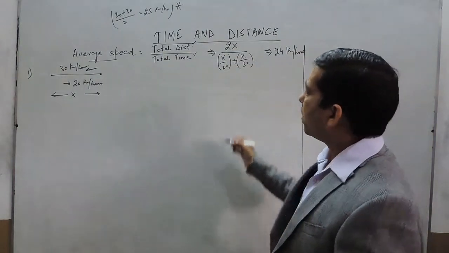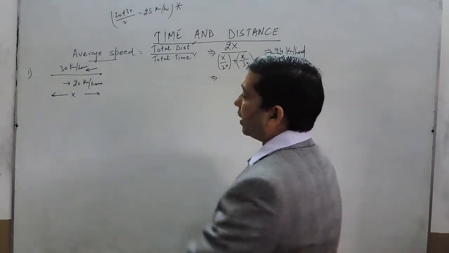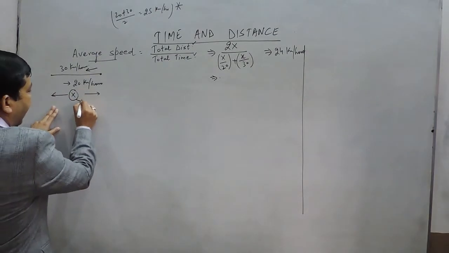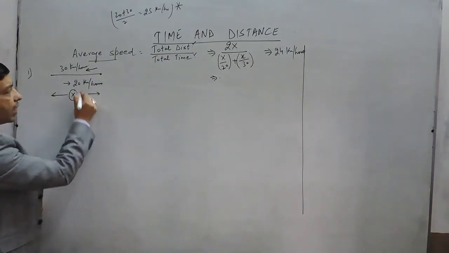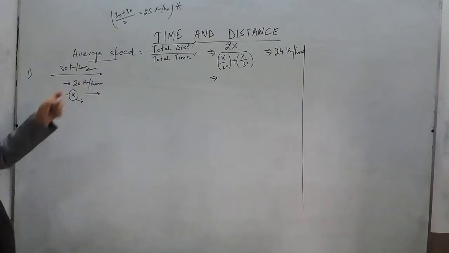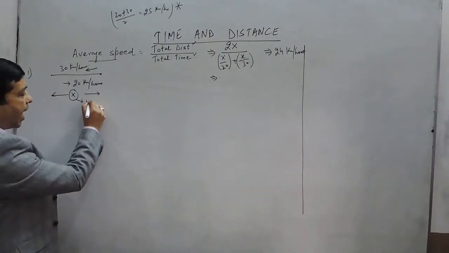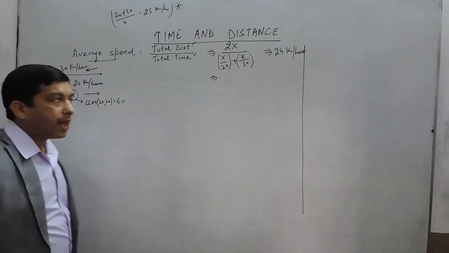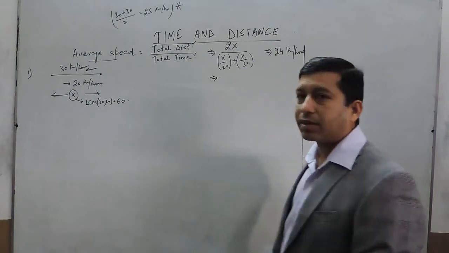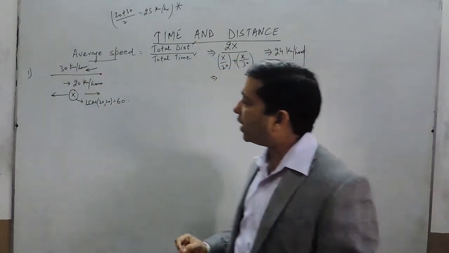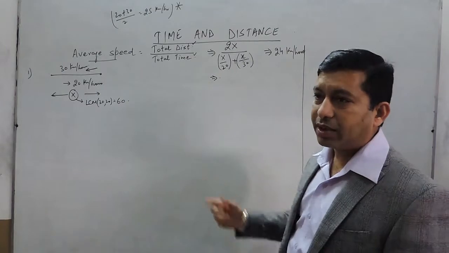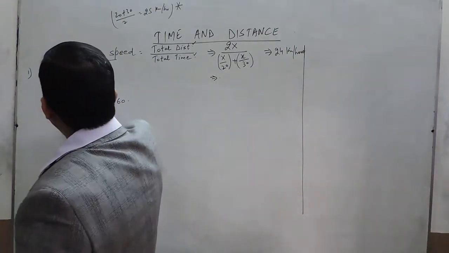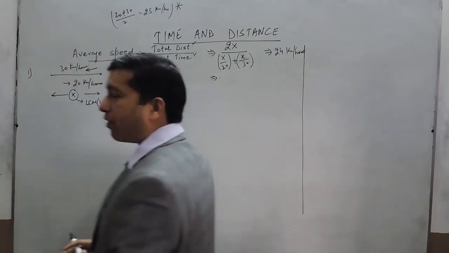Here we can also apply one more logic: instead of taking the distance to be x, we can take a value which is divisible by 30 as well as by 20, that is the LCM of 30 and 20, which is 60. Now suppose the distance is 60 kilometers. So 60 kilometers at a speed of 20 km per hour will take 3 hours to go, and while coming back 60 kilometers he will take 2 hours.